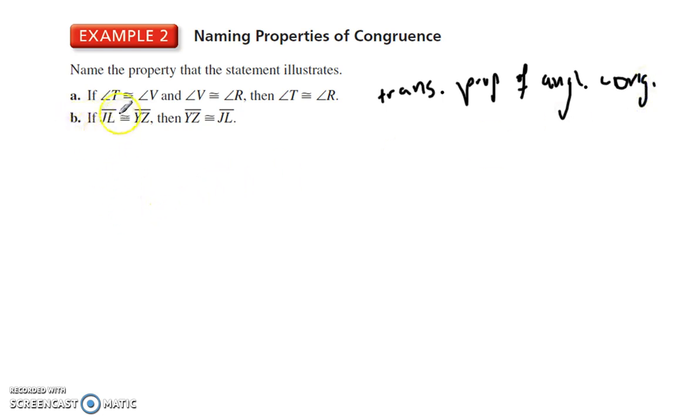All right, and then here we have a segment. This one is symmetric. We've flipped it around. That's the symmetric property of segment congruence.